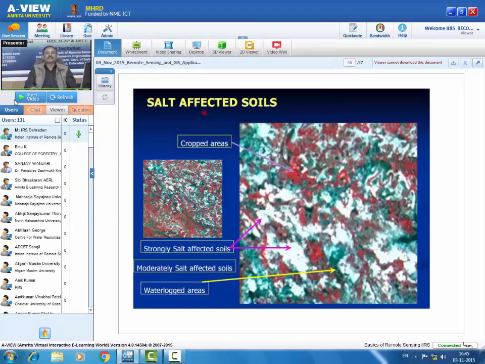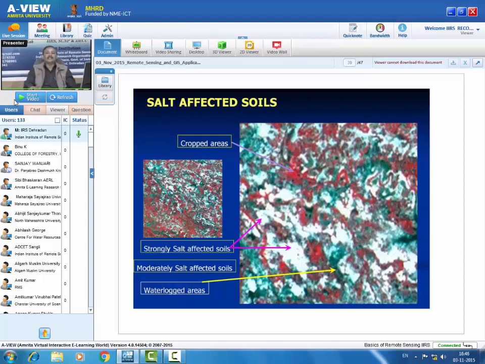Salt affected soils, as I told you, are chemical degradation. In the irrigation command area, because of more irrigation, the salt present in the soil comes to the surface in arid climate. In arid and semi-arid climate, Haryana, Punjab, Rajasthan, in the irrigation command area, the salts are present in the soils at the lower level, but due to heavy irrigation, the salts get absorbed, and by capillary action they come to the surface, and you can see the white color here because the salt is deposited on the surface.